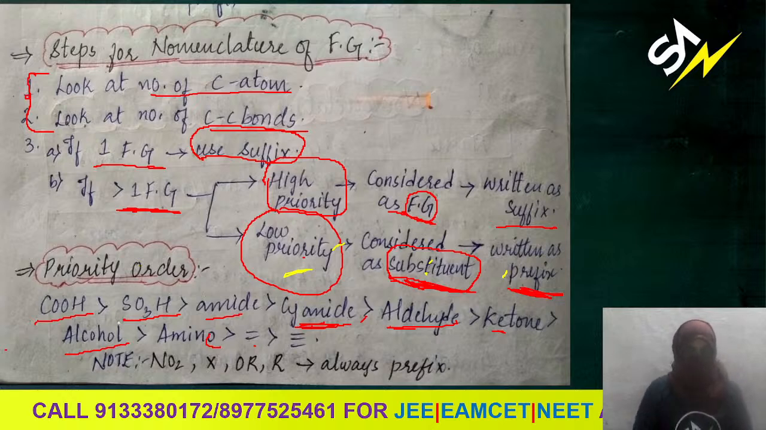Moving on to the priority order. IUPAC has already given us the priority order: carboxylic acid has the highest priority, then sulfonic acid, then amide, cyanide, aldehyde, ketone, alcohol, amine, double and triple bond.